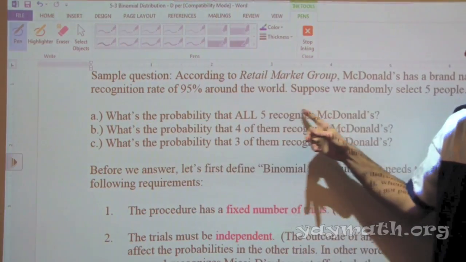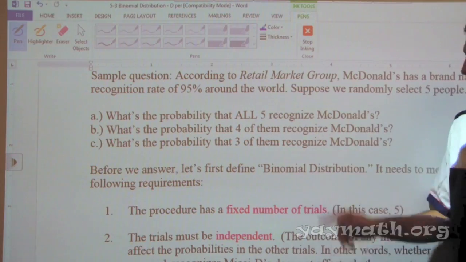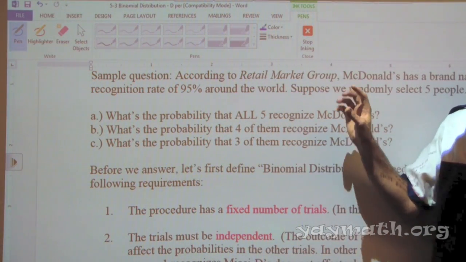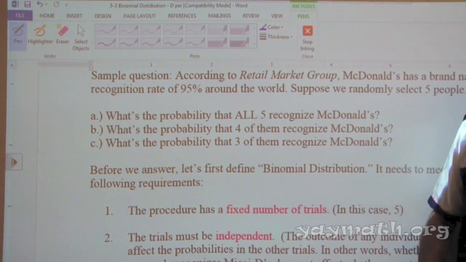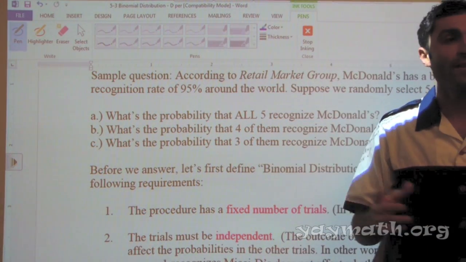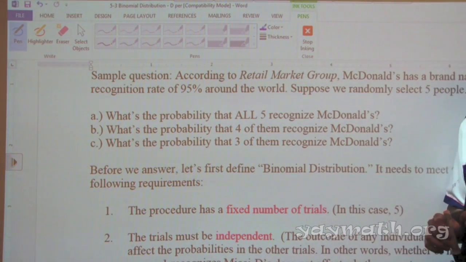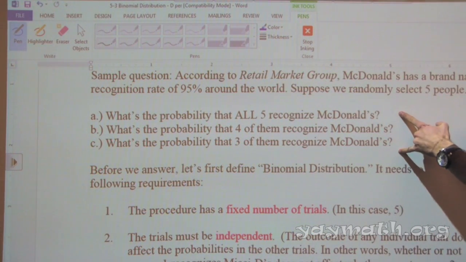What's the probability that all 5 will recognize McDonald's? We're going to answer that question after today. What's the probability that only 4 will recognize McDonald's, given that each person's probability is 95%? And what's the probability of 3 people, or 2, or 1, or 0? We can do all that after today. And that's what this field helps us discover. So let's first understand what this scenario means.